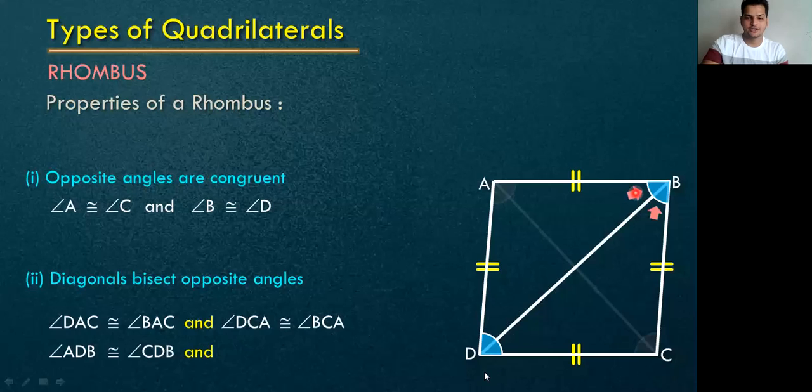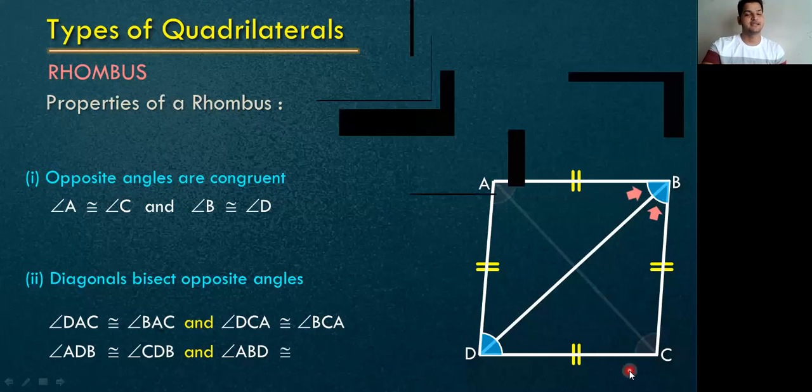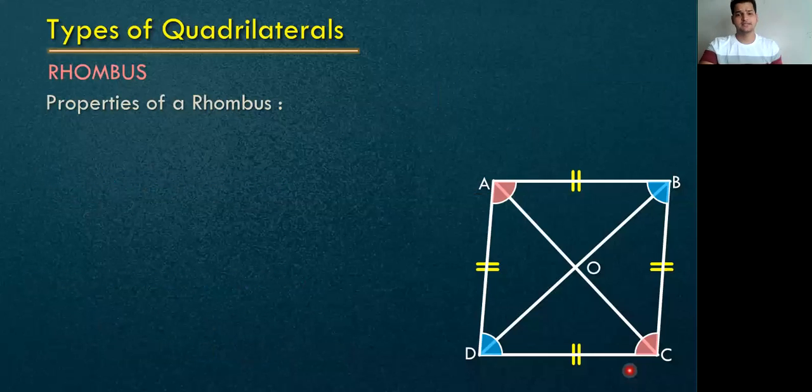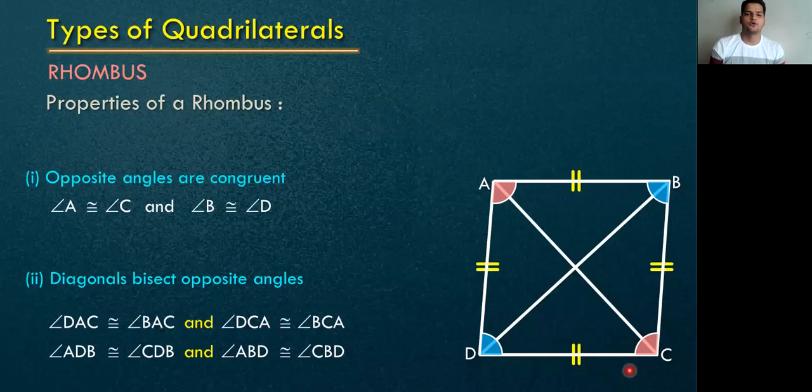If diagonal BD is bisecting angle B, then the first part is ABD. Now you all tell me the second part. If ABD is the first part, then who is the second part, students? Tell me. Very good. It will be CBD. Fantastic, students. So you all have learned the concept of naming the angles. Am I clear? So let us revise the two properties of a rhombus once again.